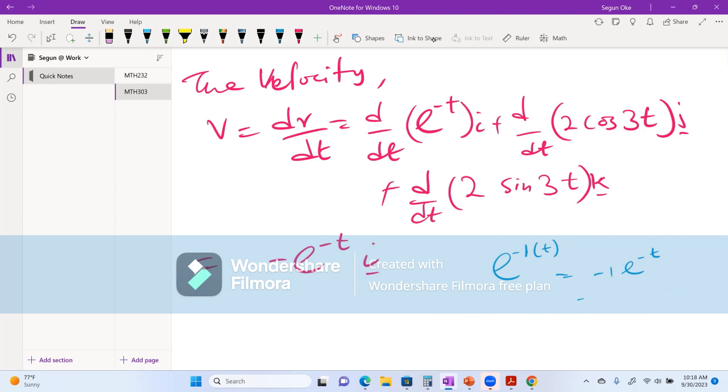Thank you. Now let's differentiate the next one. I can take my 2 out as a constant, plus 2 is out. Then I differentiate cos. When you differentiate cos, what do you have? Minus sine, right? So I will have minus 3 sine 3t.